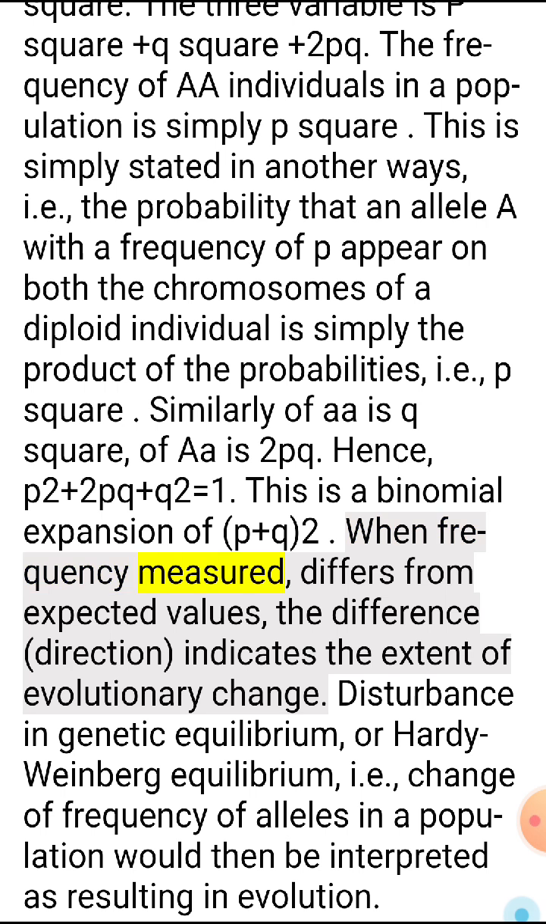When the frequency measured differs from expected values, the difference and its direction indicate the extent of evolutionary change. Disturbance in genetic equilibrium, or Hardy-Weinberg equilibrium, that is, a change of frequency of alleles in a population, would then be interpreted as resulting in evolution.